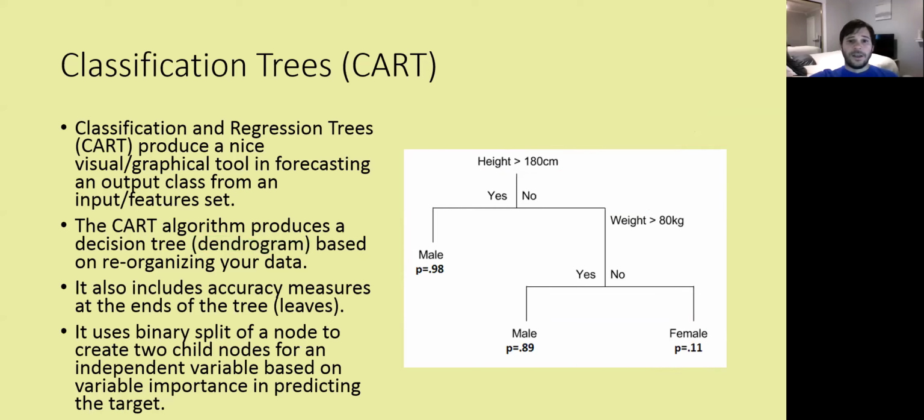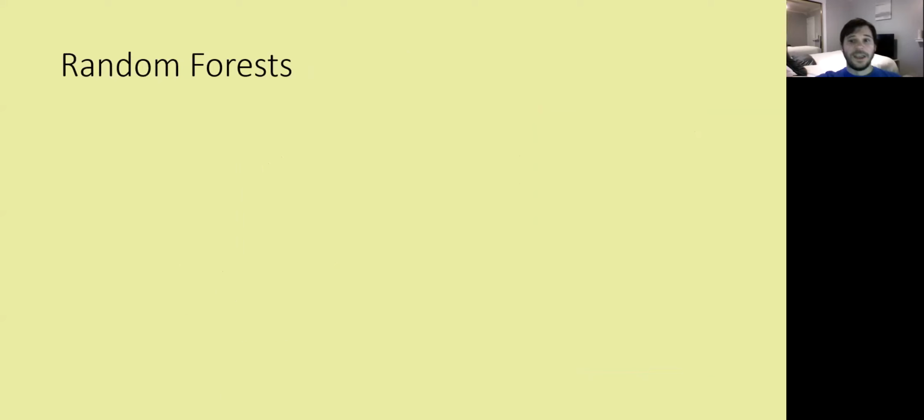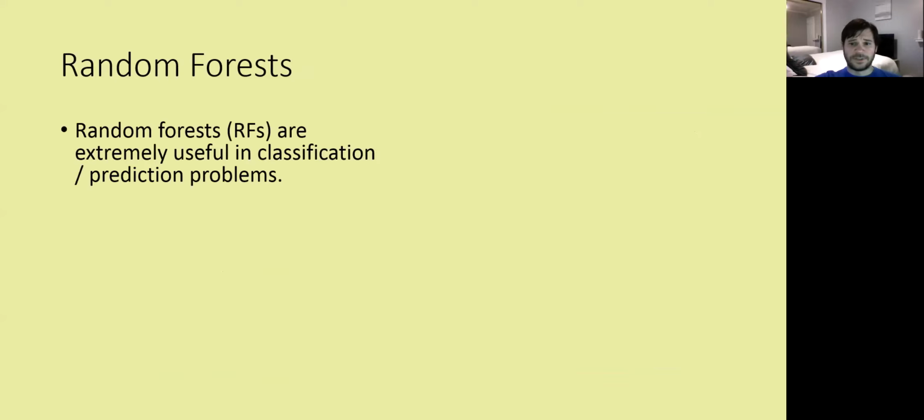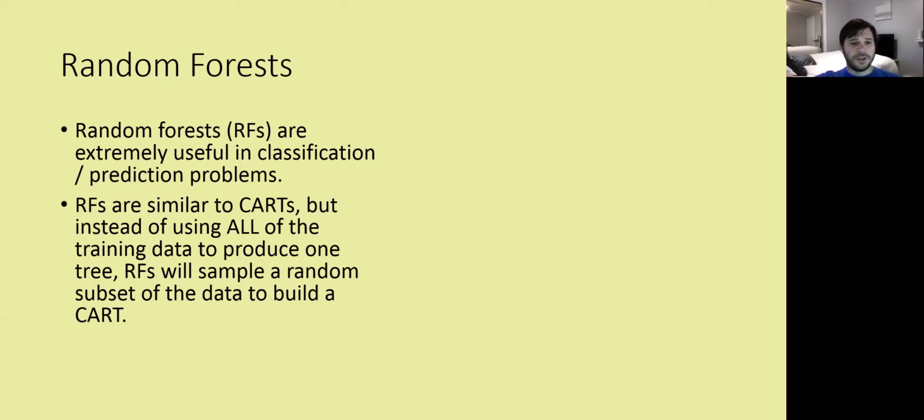Now, the next type of algorithm we're going to look at is something called a random forest. And if you're wondering what's the obsession with nature and trees today, well, we talked a little bit about biological structure as an inspiration for some modeling tactics. And a random forest also falls into that class. These are extremely useful in classification and prediction problems. They also can apply to continuous problems like regression, where you're predicting a continuous, potentially unbounded output. And random forests are very similar to CARTs.